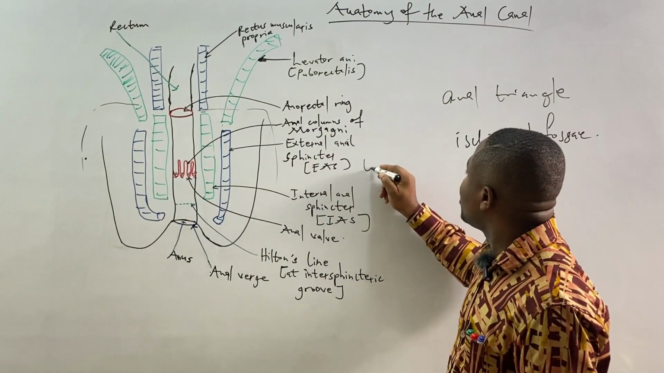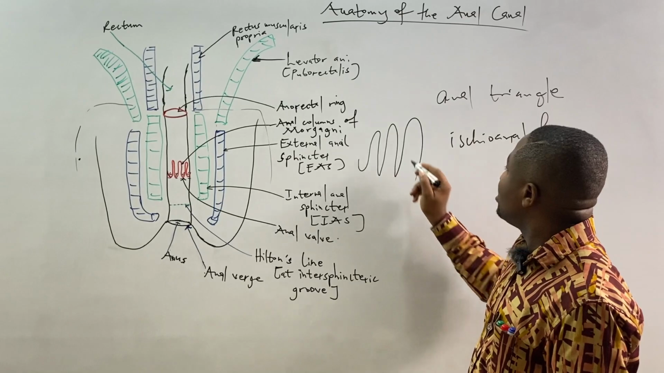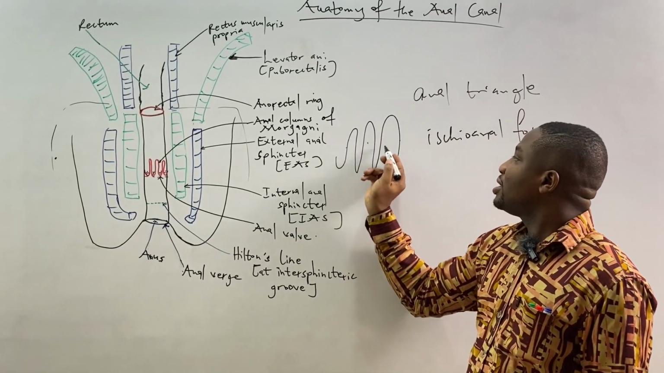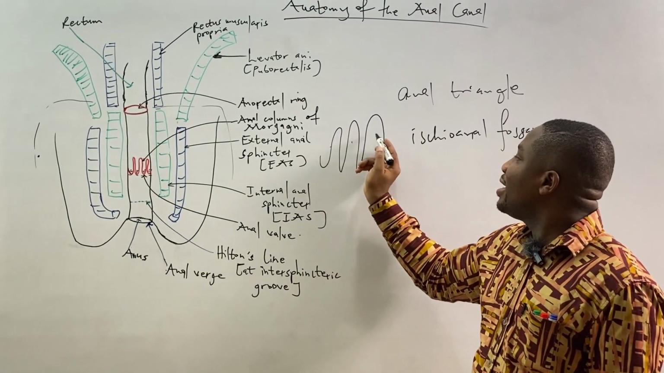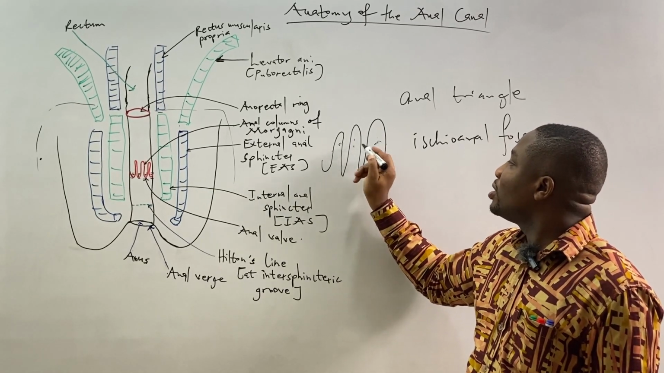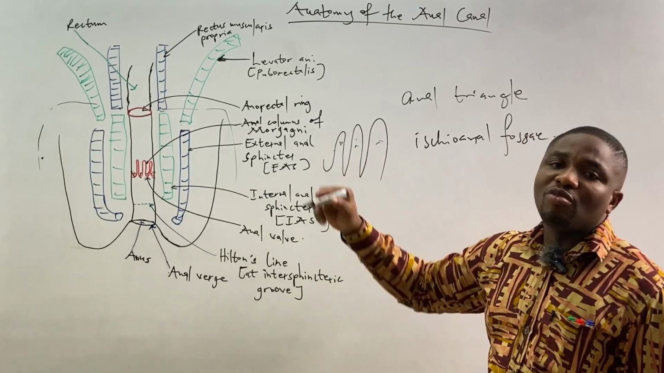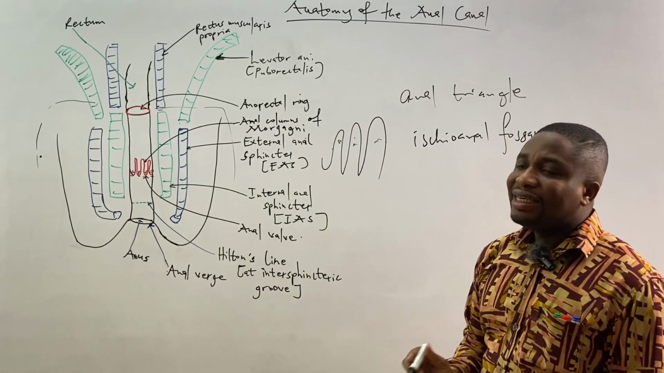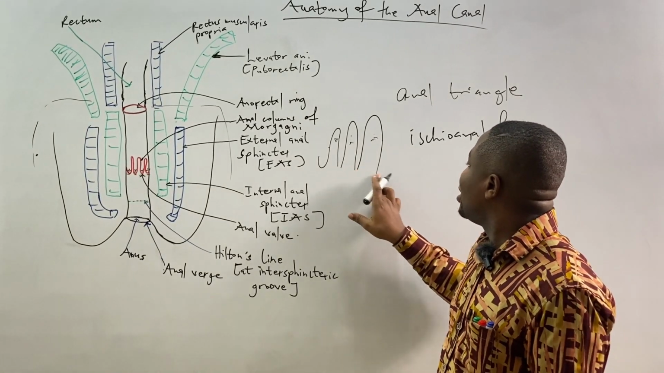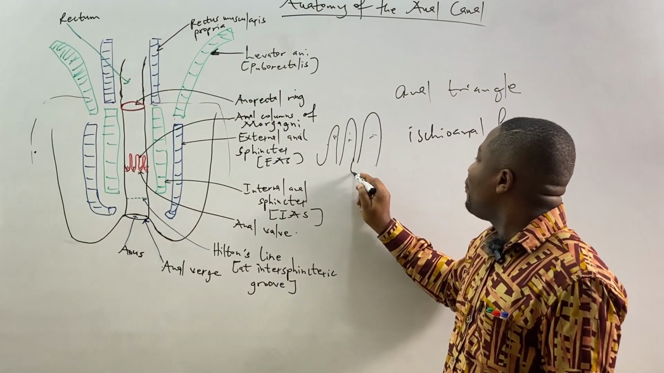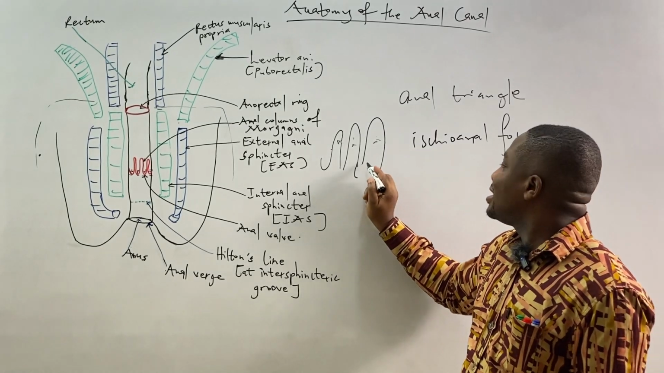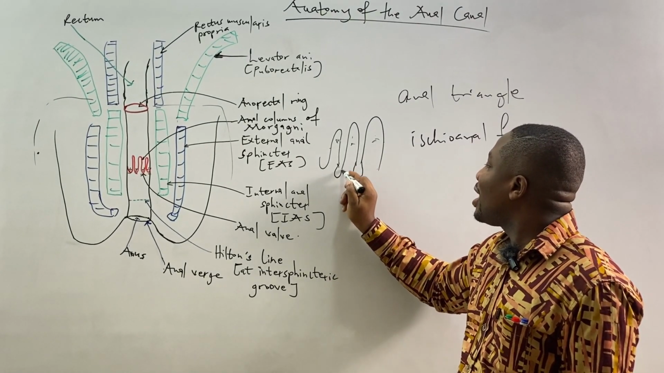If you say columns, it's going to be like this. So this becomes a column. 1, 2, 3. We call this the anal column of Morgagni. 1, 2, 3. Anal columns of Morgagni. And these anal columns, if you go to the inferior aspect, they are left open, but they are going to be closed by another structure.